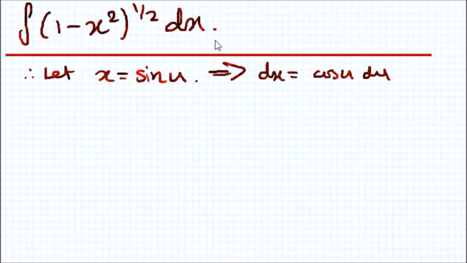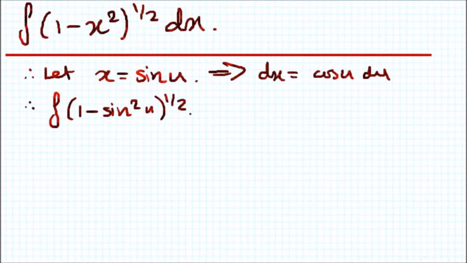Now if we were to replace this inside the original formula, you'll notice that x squared will become sine squared u, and the dx will become cos u du. So let's have a look at that. Now we have the integral of (1 minus sine squared u) to the power half times cos u du.